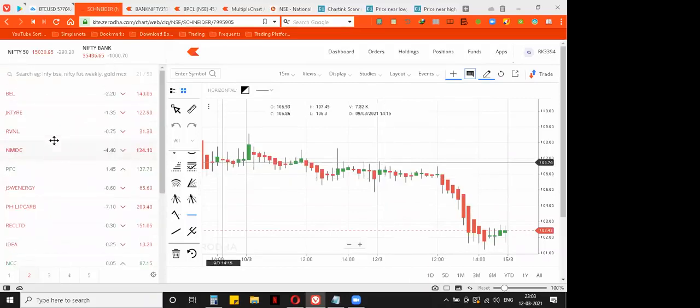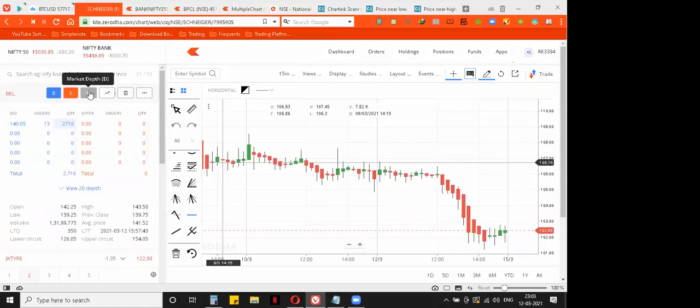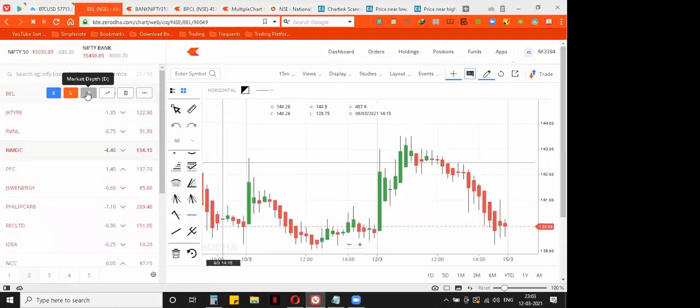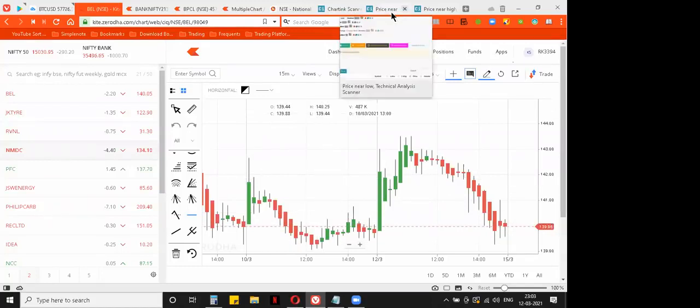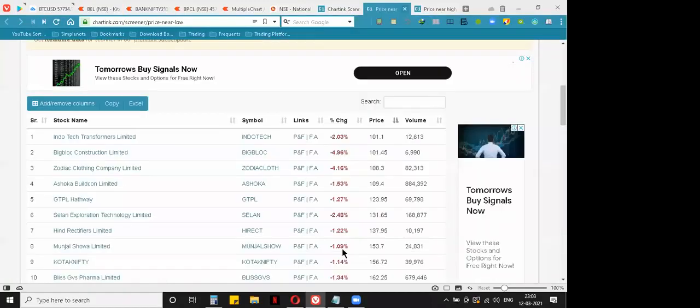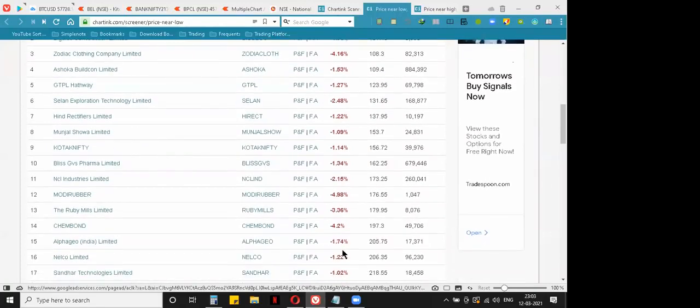We can choose good stocks from them which have good market capitalization, etc. What you want to see is in a 15-minute chart, you don't want to see blanks anywhere. You want to see continuous trading activity. Plus, when you see the volume, you will come to know that these are not small stocks.